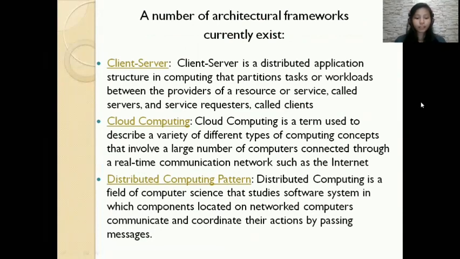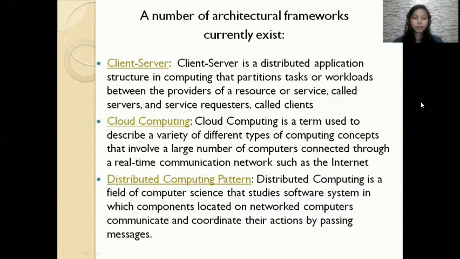There are 7 architectural frameworks that currently exist. First is the client-server. Client-server is a distributed application structure in computing that partitions tasks or workloads between the providers of a resource or service, called servers, and service requesters, called clients. Next is cloud computing. Cloud computing is a term used to describe a variety of different types of computing concepts that involve a large number of computers connected through a real-time communication network, such as the internet.